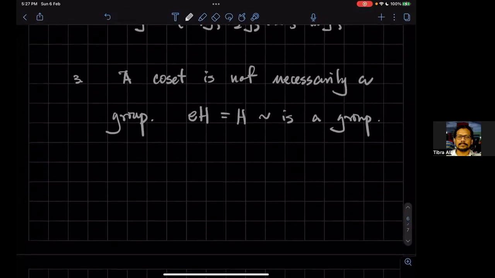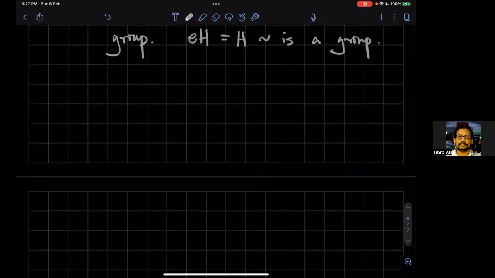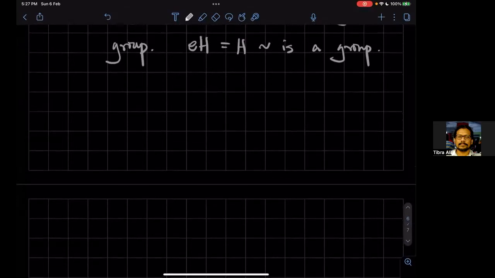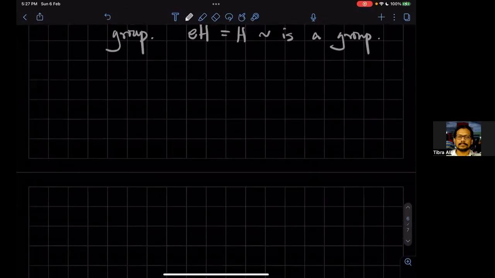All right, so then, I gave you Lagrange's theorem, and Lagrange's theorem is basically telling you that, so this is the exercise.